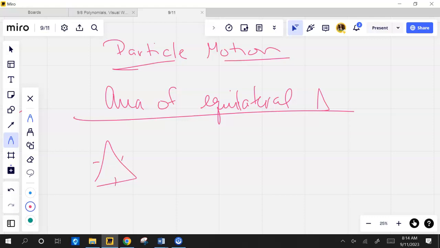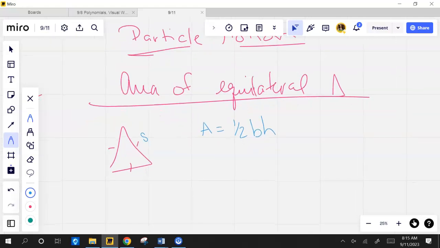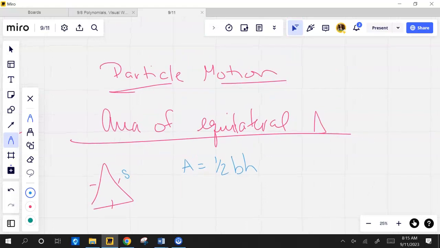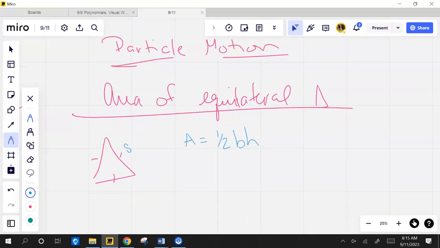Tell me how you find the area of a triangle in general. 1/2 base times height, right? Now, what if I asked you to write this equation using only, let's call this S for the side length, using only S? Could you do that? Particle motion, area of an equilateral triangle is the question.